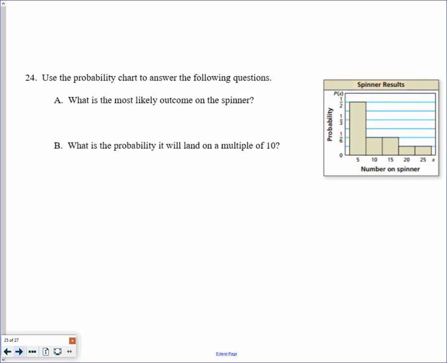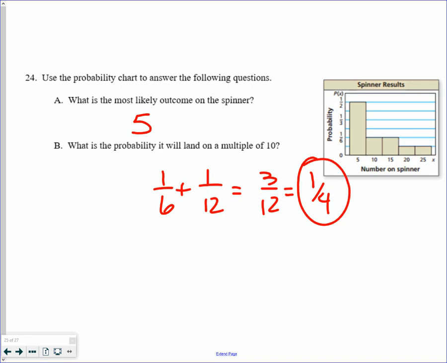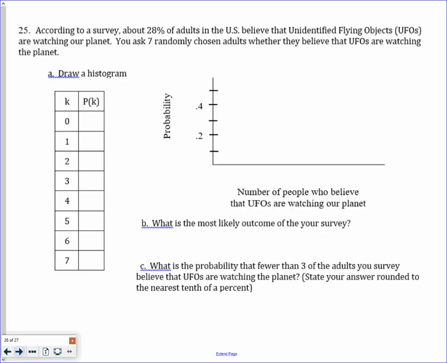Looking at the chart, use the probability chart to answer the questions. What is the most likely outcome for the spinner? 5. What is the probability that you will land on a multiple of 10? Well, the multiple of 10 would be 10 or 20. So if I get 10, there's a 1 in 6 chance, and if I get 20, there's a 1 in 12 chance for a grand total of 3 12ths. So there's a 1/4 possibility of landing on a multiple of 10. It's either 10 or 20. Notice I use the word or because now you're talking about adding the probabilities.